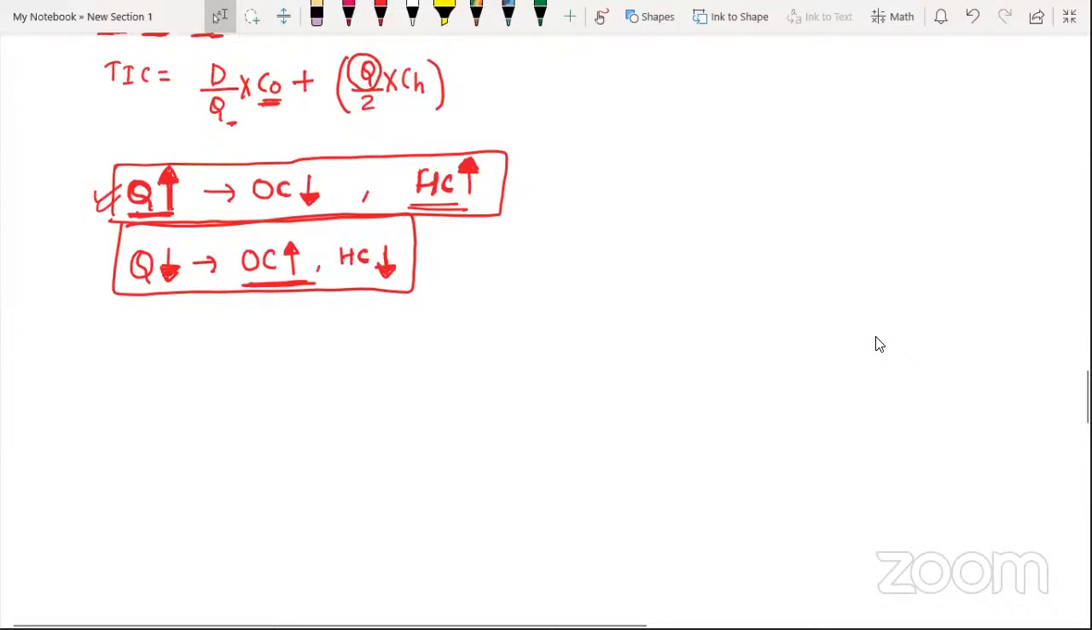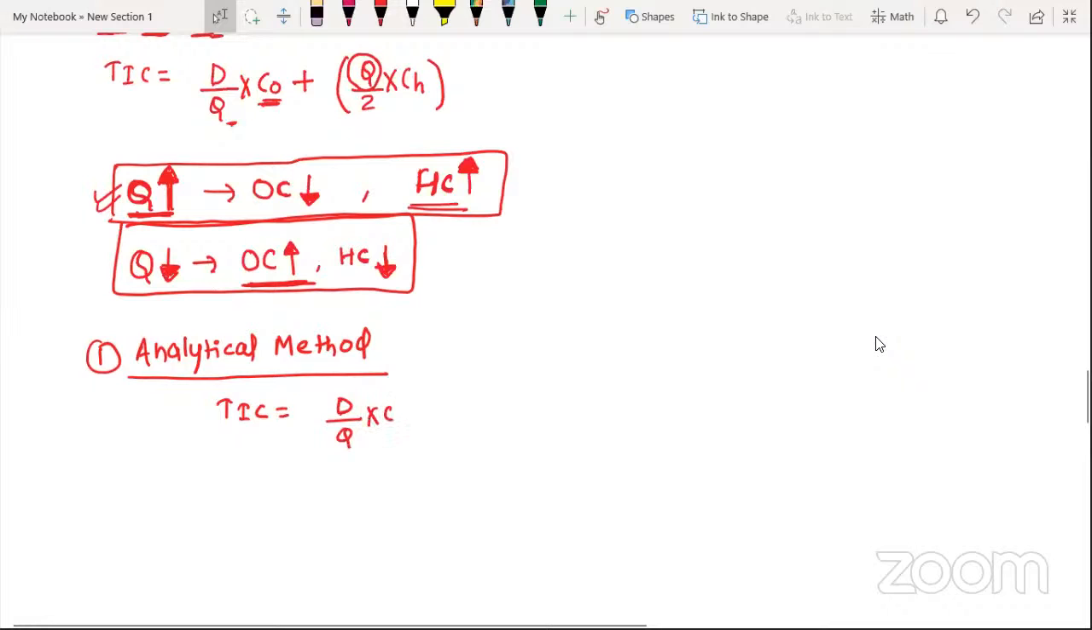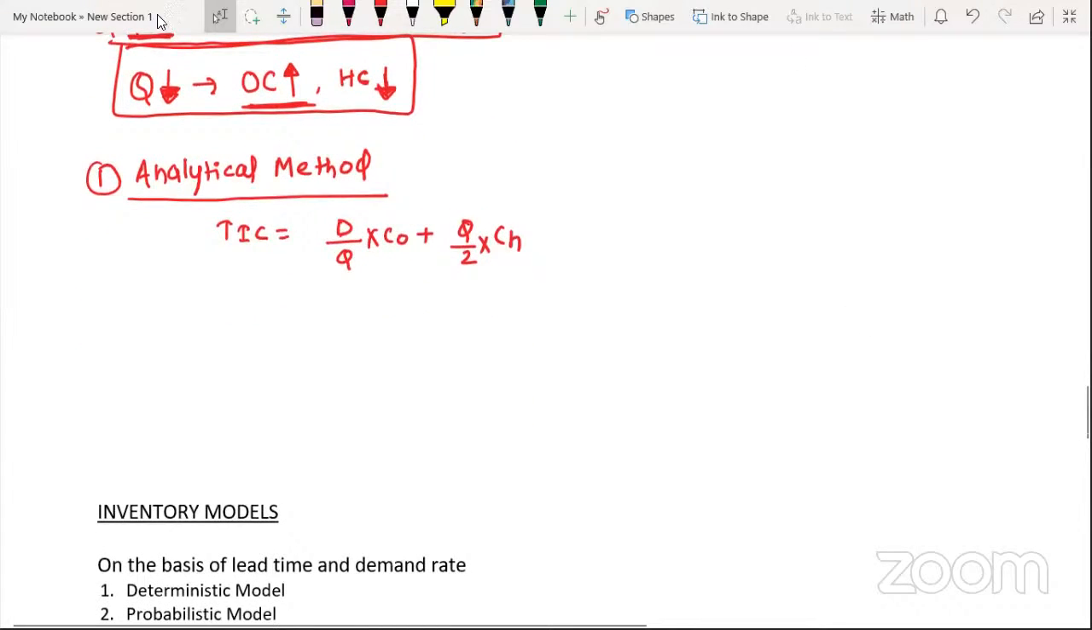There are two methods. The first method is the analytical method. It says that TIC is a function of Q: D by Q into C naught plus Q by 2 into CH. You have to order the optimum quantity, so you are just going to differentiate this TIC, because it is a function of Q and Q is the variable here, with respect to Q.